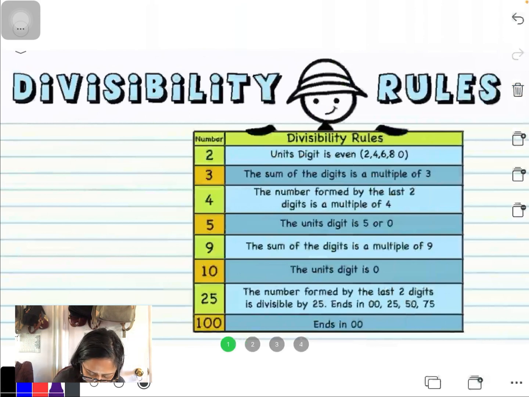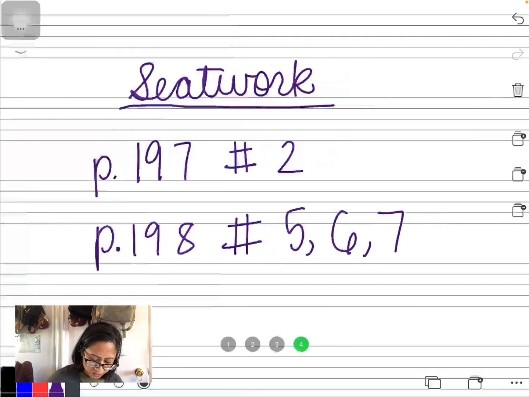All right, so here's your seat work. It doesn't look like much on paper, but when you see the page, you're like, oh, that's a lot. But I know you'll be able to get it done.